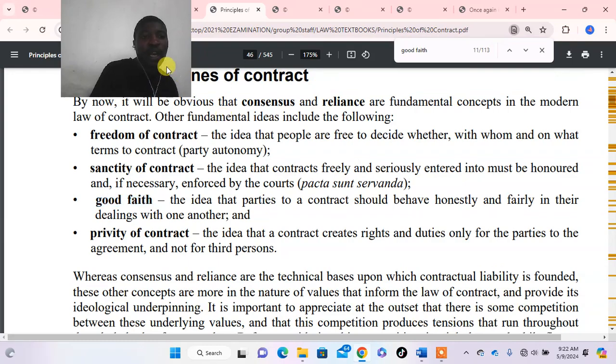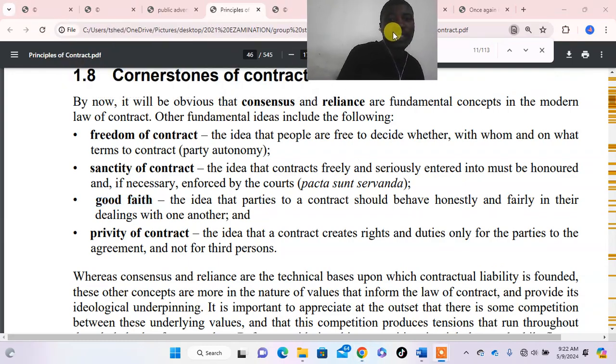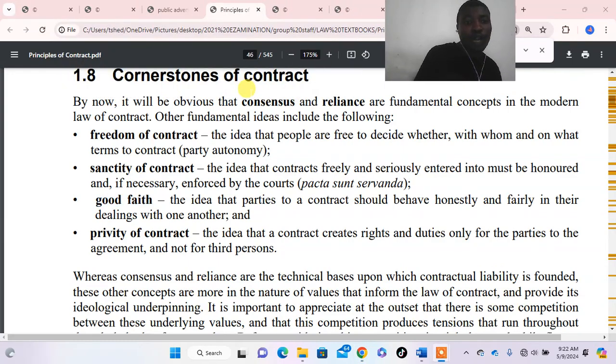Yes. As you can see here, they say that one of the cornerstones of a contract is good faith.